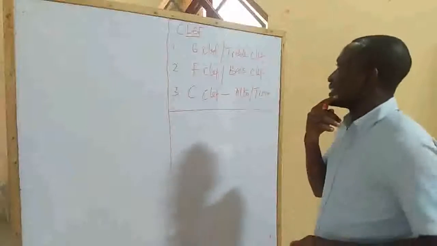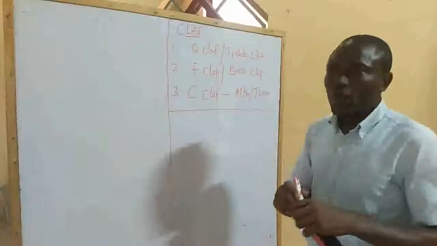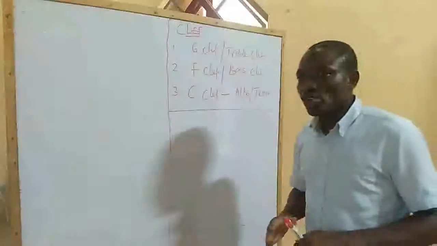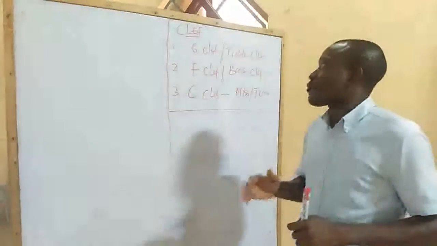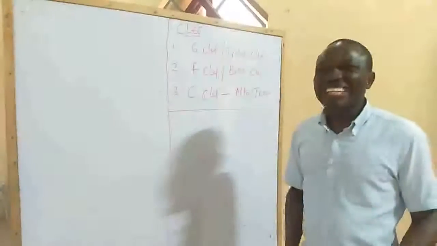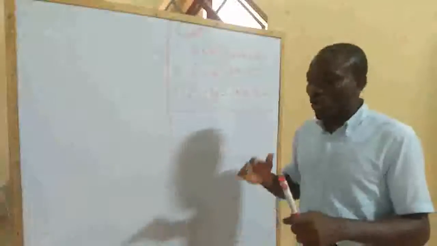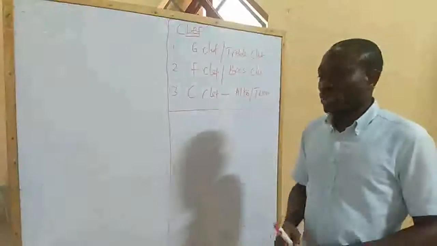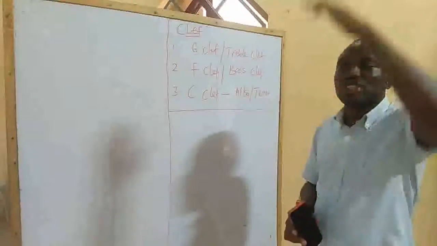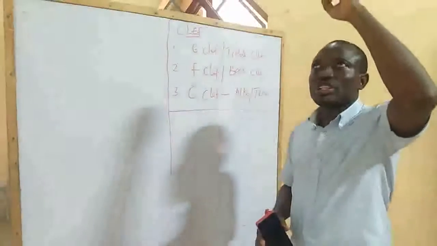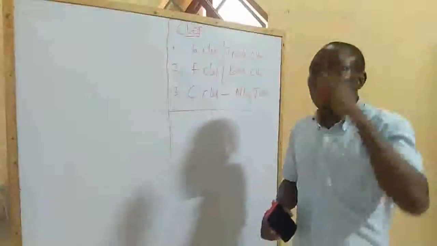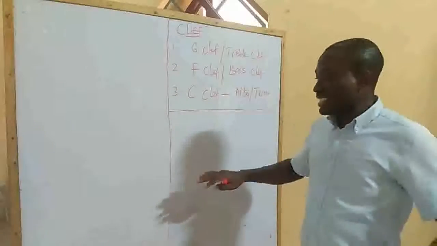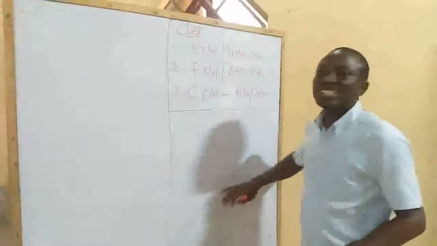Then how do we do them? Number one, why do we need this clef? Clef is very important because it shows us where to sing, and that's number one. It shows us who is to sing what. Number two, it helps us to know the pitch, how high your voice will go. Then number three, it names the lines and spaces.